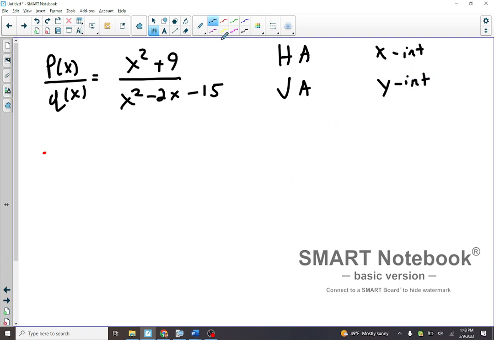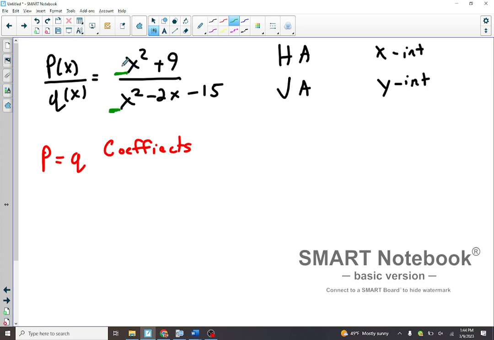For this one, you have your p and q being the same degree. So when p equals q, you use the coefficients. What does that mean? I take the numbers in front of the highest powers.